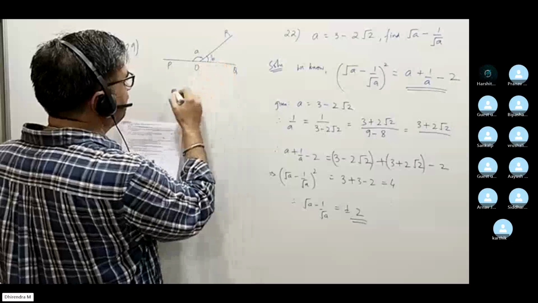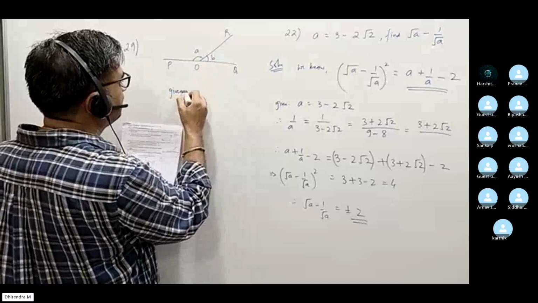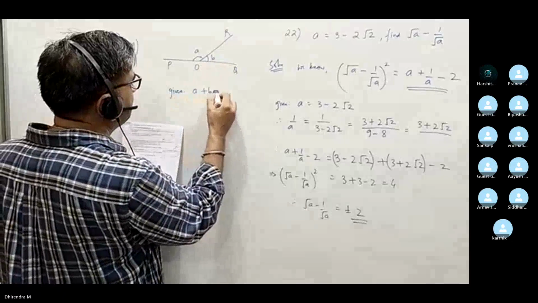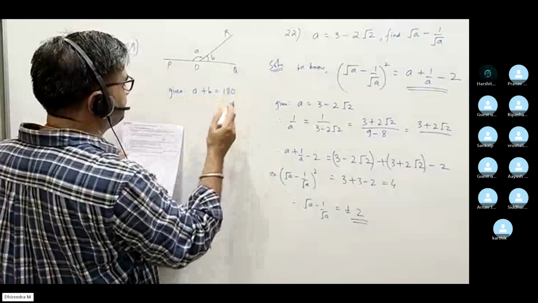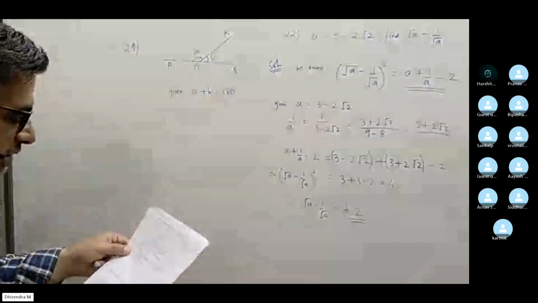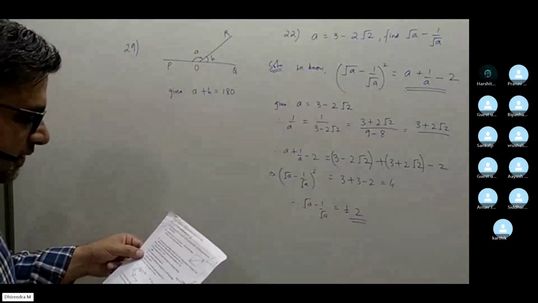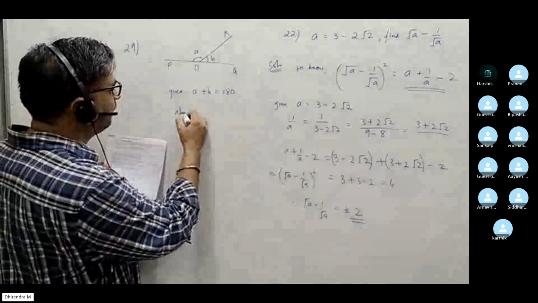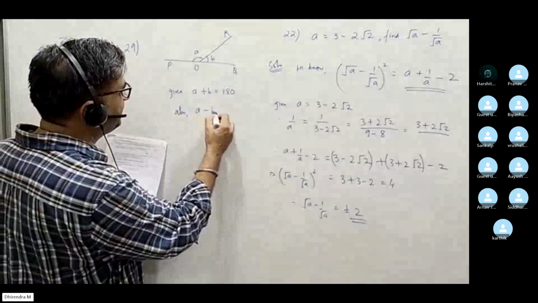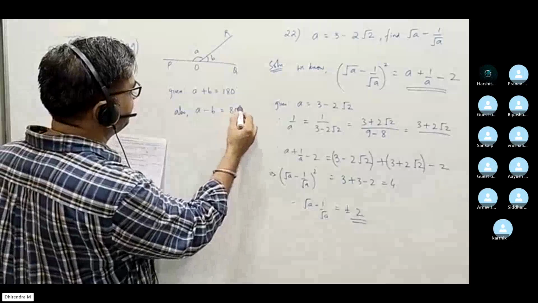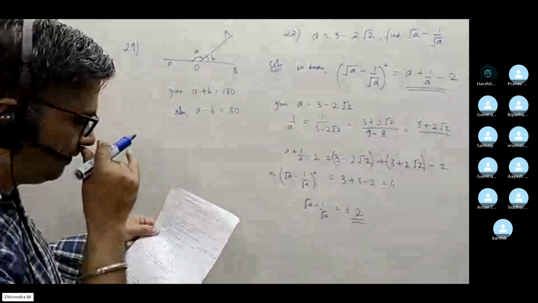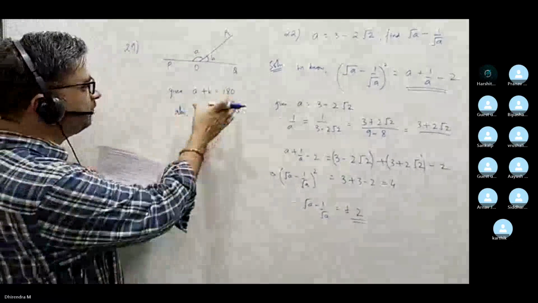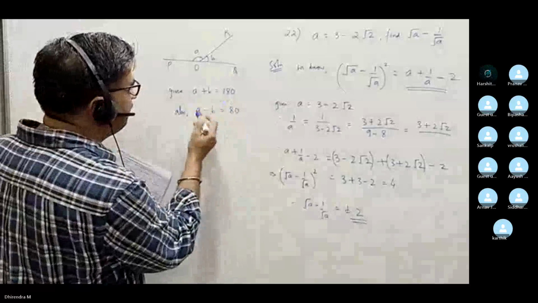So this is A and this is B. So given A plus B is equal to 180 degree. We know that a linear pair is 180 degree, right? Adjacent angles which are supplementary. That's what a linear pair is. And it's given that A minus B is equal to 80 degree. Is it not? Have you followed this?